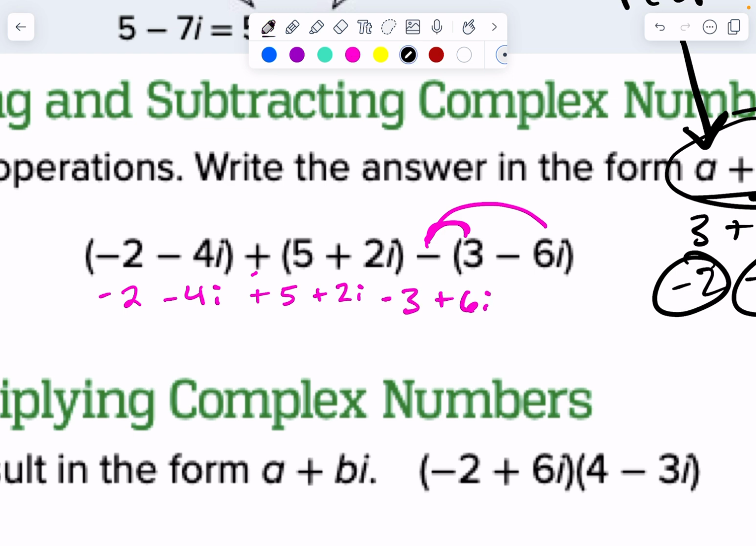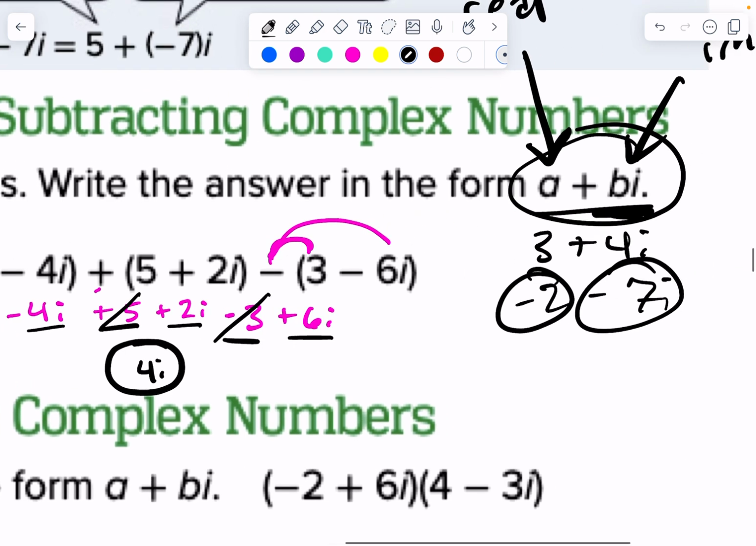Now I'm going to do the real part. So negative 2 plus 5 minus 3. That cancels, doesn't it? That all cancels. He's gone. So now I really will only have an i part. Negative 4 plus 2 plus 6 is going to be 4i. So the final answer is 4i. Our a part was 0. This is like 0 plus 4i, so we can just leave it as 4i. Nice.